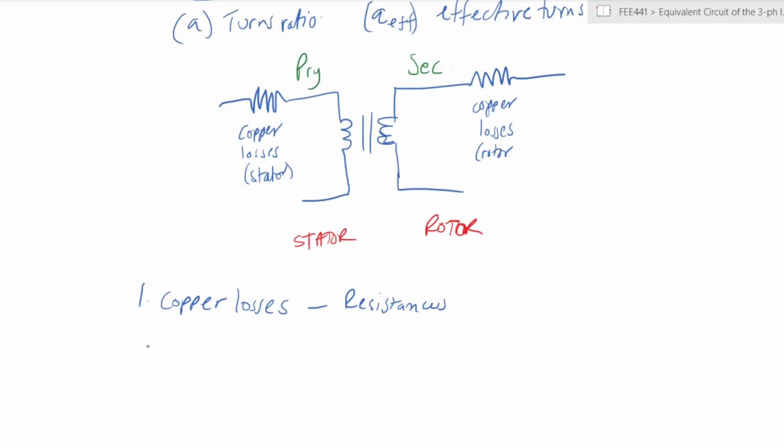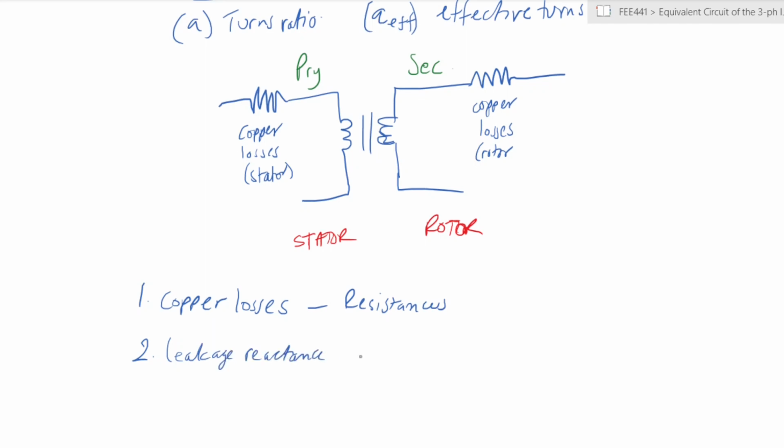Number two, these are machines that induce magnetic fields. The fields that are set up around the windings will encounter what are called leakage reactances.